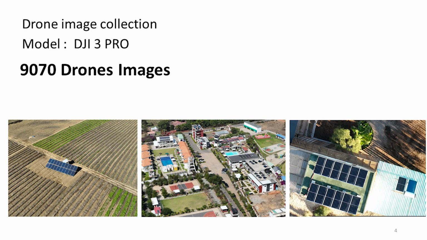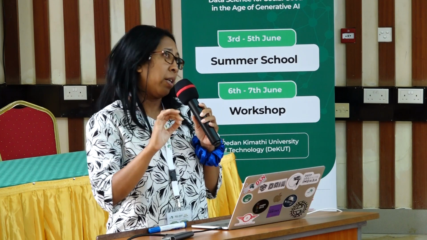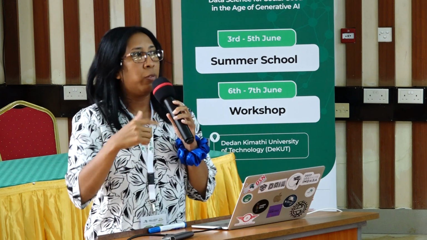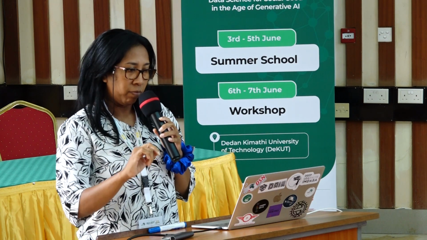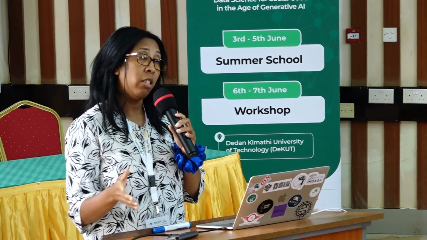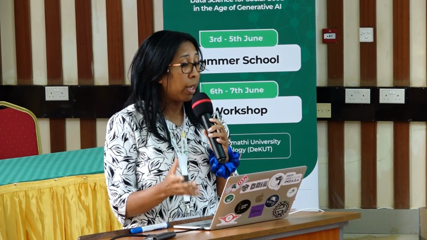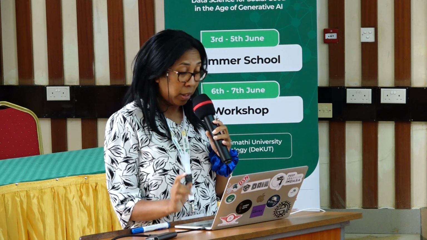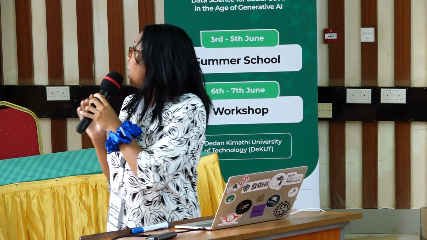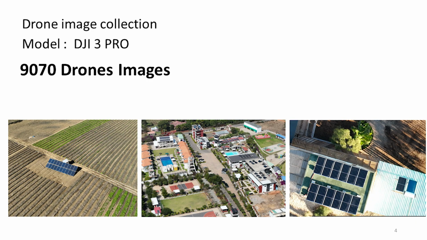And for field work, we used a drone to collect images. The model was the DJI-3 Pro Enterprise, and we had more than 9,000 images. Again, each flight was not an automatic flight that you can parameterize for the zone to map, taking a photo each second and then making the selection after. Again, it was for the pilot to search with his eyes where we can find the solar panel, and then we take the photos.